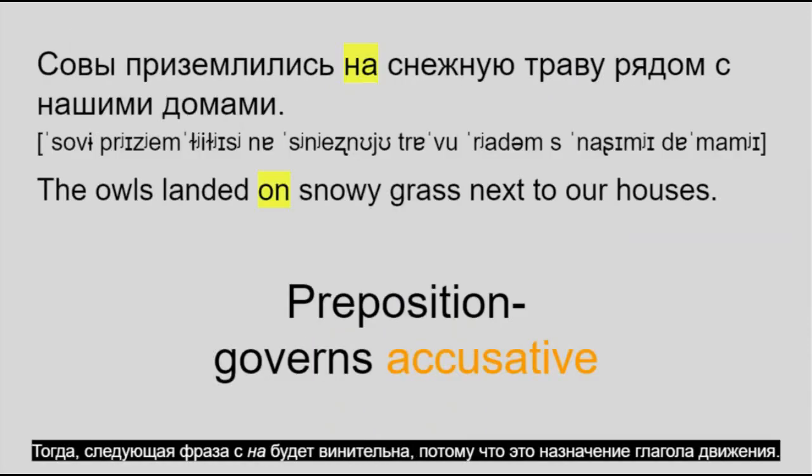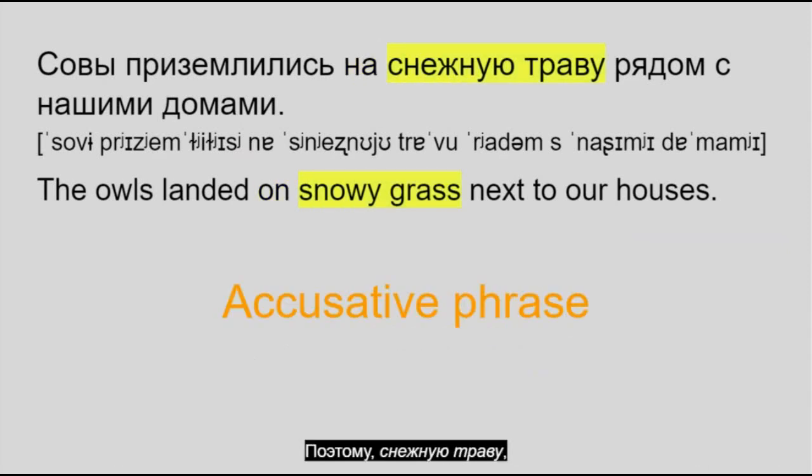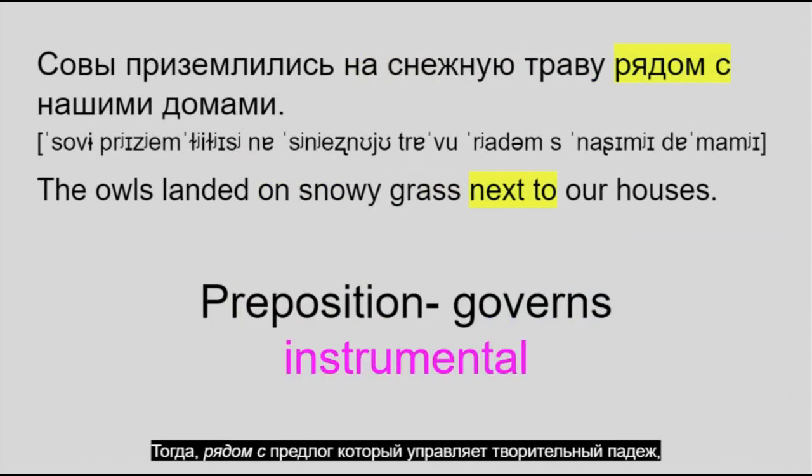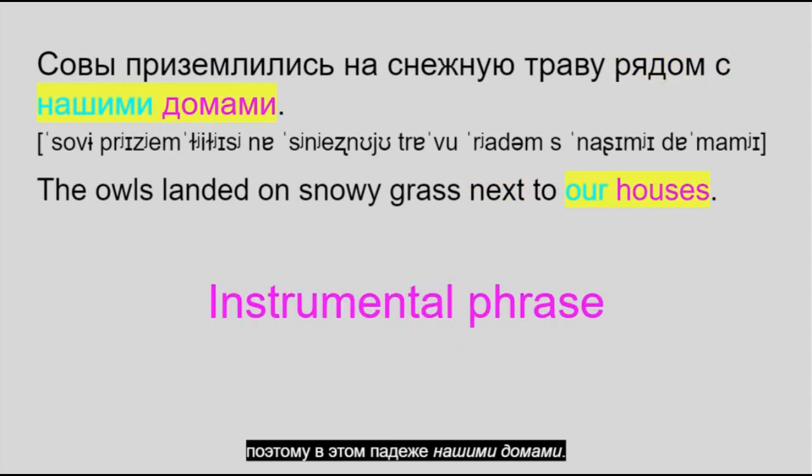Then the next phrase with на will be accusative since this is the destination of a verb of motion. Therefore, снежную траву. Снежный is an adjective and трава is a feminine noun. Then рядом с is a preposition which governs instrumental case, so that's the case that our houses, нашими домами, is in.